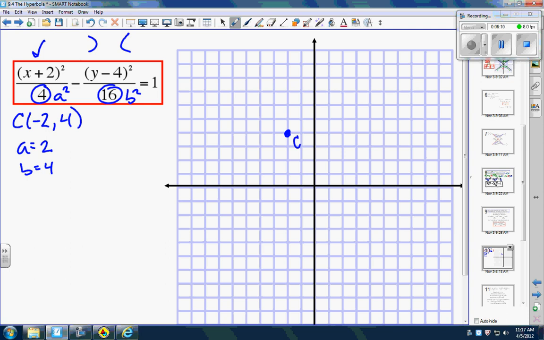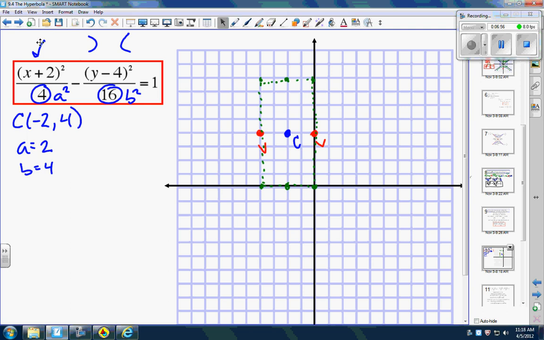Now it is opening up on the x-axis, so when we have an a of 2, we're going to go this way to get a vertex. We're going to go 2 this way to get another vertex. So the foci have to be on the opposite sides of each of those. I know the b is 4, so I'm going to go up 4 from the center or from each of the vertices and create this little rectangle. Okay, so there's the box.